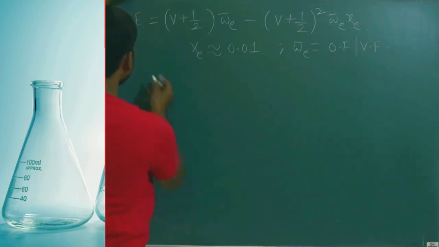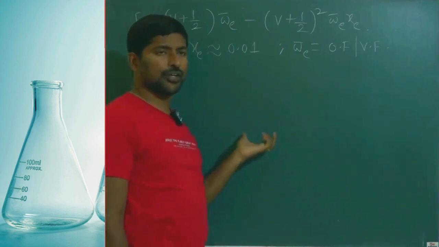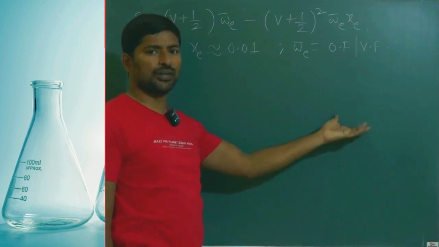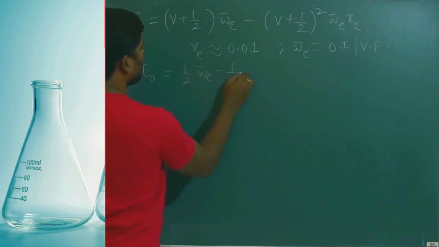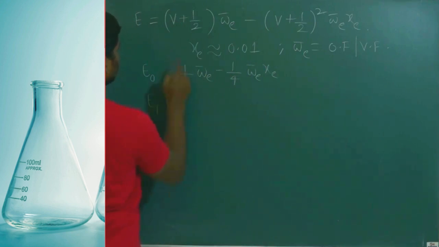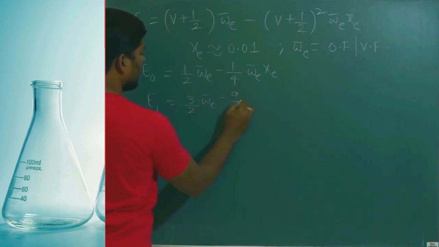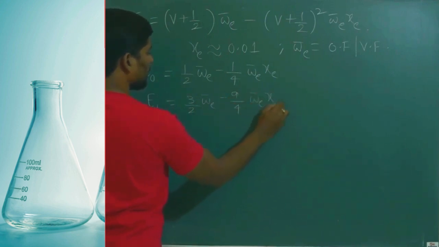Okay. So the possible values for V are 0, 1, 2, 3 and so on. Those who are preparing for GENCO, the derivation is not required. You may concentrate on final conclusions. So E0, if you substitute here, we will get 1/2 omega bar E minus 1/4 omega bar E Xe. E1, if you substitute here, we will get 3/2 omega bar E minus 9/4 omega bar E Xe.